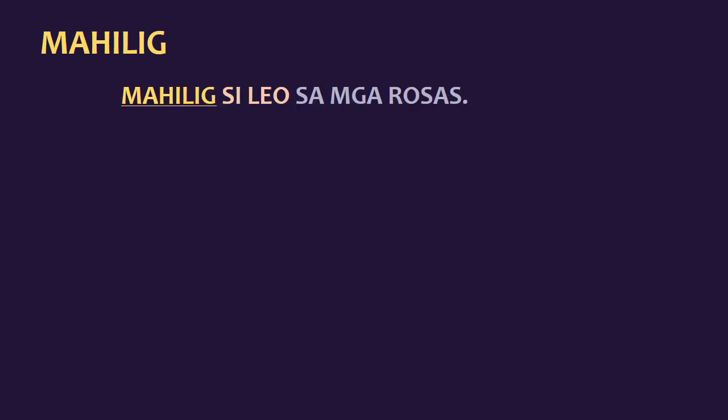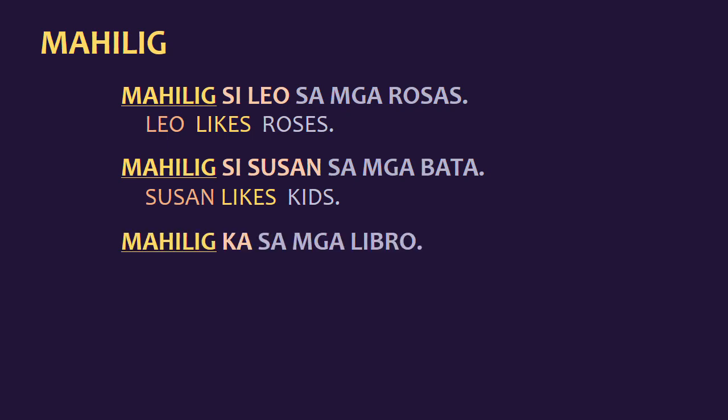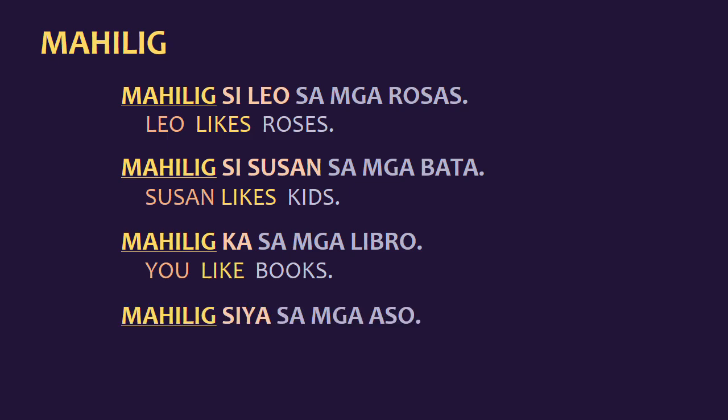Mahilig si Leo sa mga rosas. Leo likes roses. So you're not referring to something specific, like a particular bouquet or bunch of roses, but mga rosas in general. That's why we used mahilig. Next one. Mahilig si Susan sa mga bata. Susan likes kids. So again, Susan likes all kids in general, not a specific kid or a specific group of kids, but kids in general. So we used mahilig. Next, mahilig ka sa mga libro. You like books. Mahilig siya sa mga aso. He or she likes dogs.